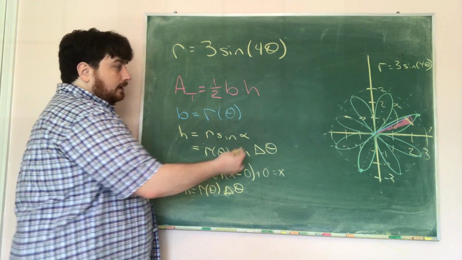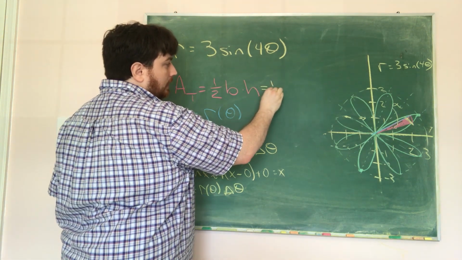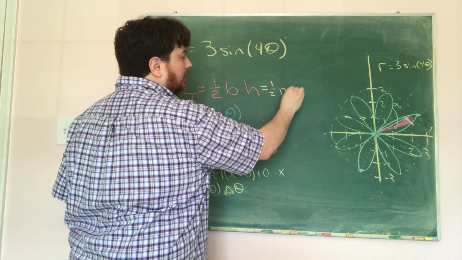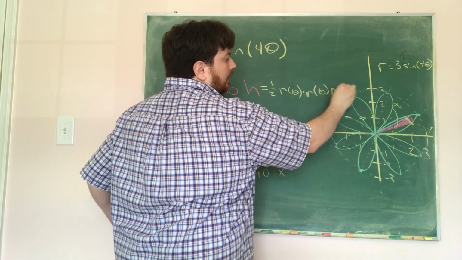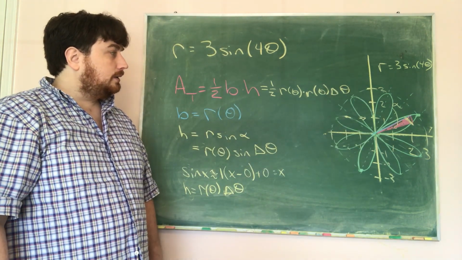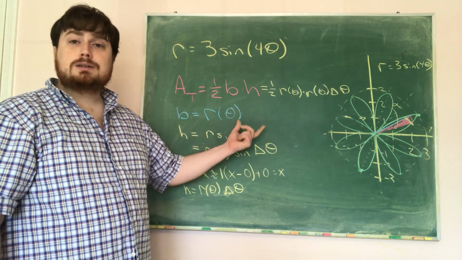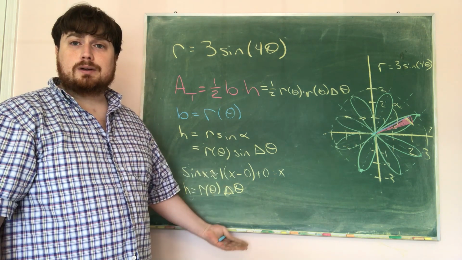Now, if we combine that together, what we get is that the area of the cross section is just going to be 1/2 times r of theta times r of theta times delta theta. And so, now that we know the area of each of the cross sections, we can add up the areas of the cross sections in order to get the total area of the leaf.